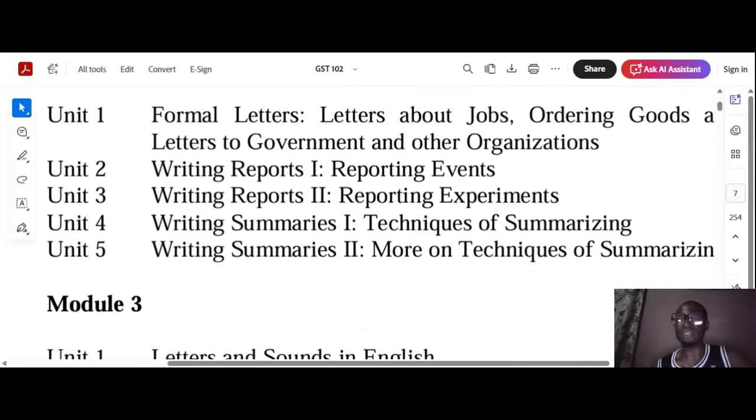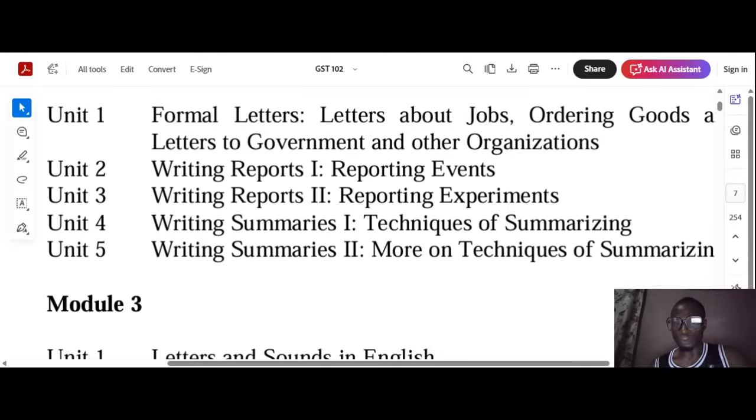Then we'll talk about writing reports. Part one, how to report an event. This is especially important for those of you that are into mass communication. So you learn how to report an event. Something happens and you need to write about it. How will you cover it? You will learn it in this course.